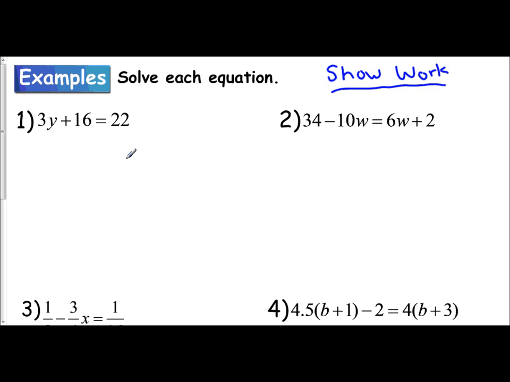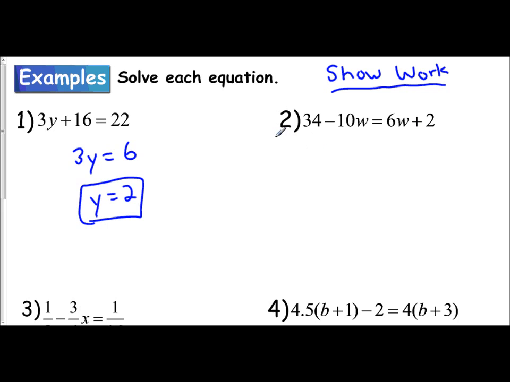So let's start with 3y plus 16 equals 22. Get rid of any addition, subtraction first. You're going to subtract 16 from both sides. So 3y, 22 minus 16 is 6. Now you divide out your coefficient of 3. And so 6 divided by 3 is 2. So y equals 2. Pretty easy one to start off with.